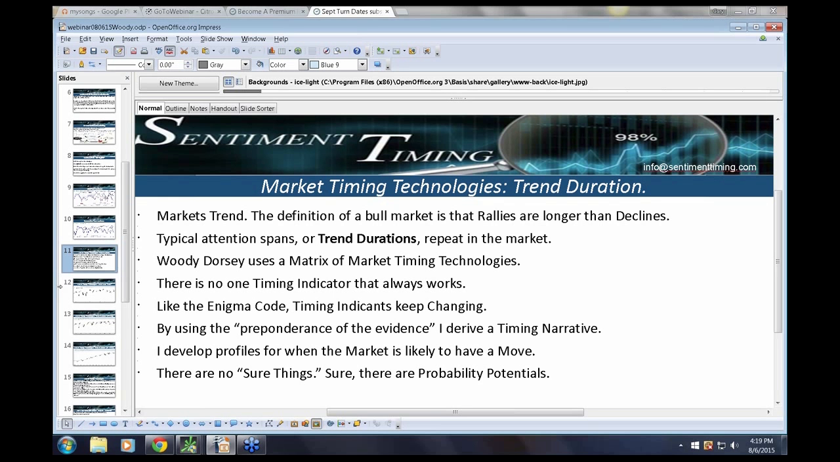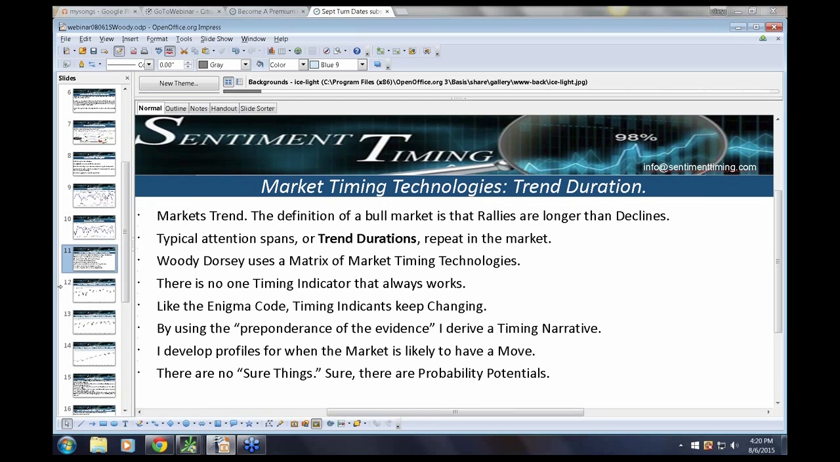In fact, what I realized after studying this for years is you're always looking for the Holy Grail. You're probably looking for the Holy Grail of trading, or that one technical system, or that one indicator that's going to make you love my gosh thing. The market has its own sort of Enigma code, and it keeps changing some of these indications and indicators. So you have to be aware of that. But you have to look for the preponderance of the evidence. And I do that, and it allows me to derive a timing narrative, which I'm going to share with you in a couple of slides.